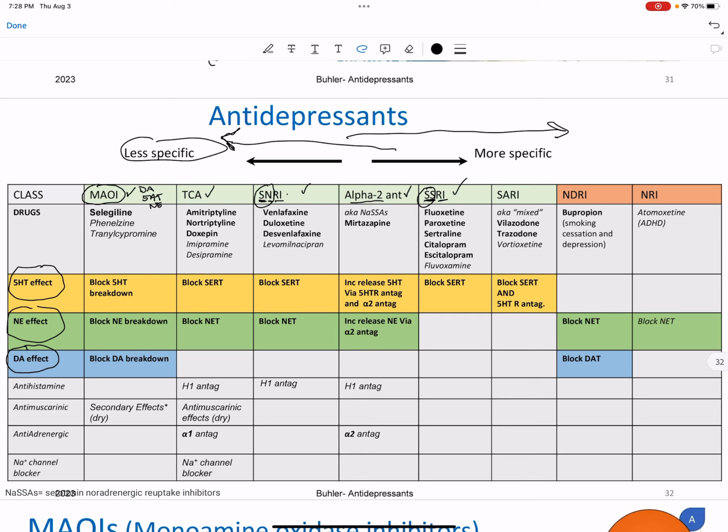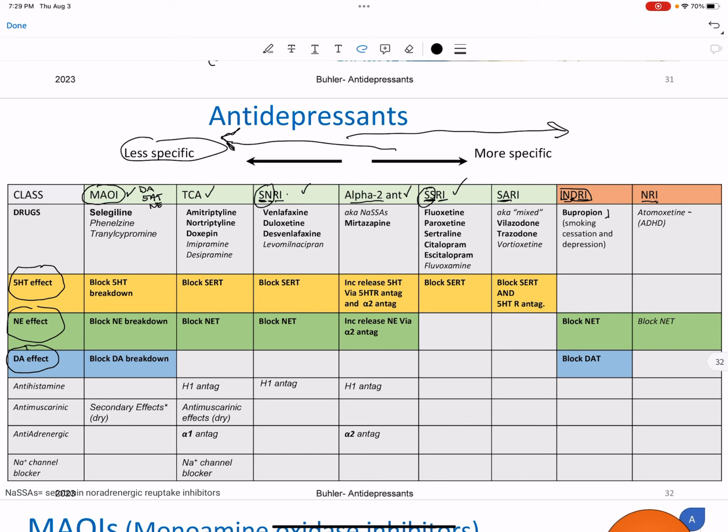Then we've got some other ones that are kind of newer. We've got these SARIs. I will talk about what that stands for because I actually don't remember at this very moment. And then a couple of new drugs that do work with depression, but actually are more likely to be used for other types of disorders, not depression. So we're going to talk about this NDRI, noradrenergic dopamine reuptake inhibitor, bupropion, and noradrenergic reuptake inhibitor, atomoxetine. And we're going to talk about that when we talk about ADHD.